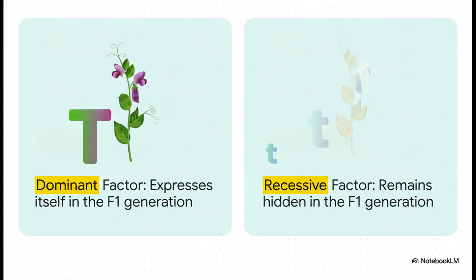Okay, this is the real aha moment that explains the F1 mystery. When you have a dissimilar pair of factors, one is always going to dominate the other. The tall trait is a dominant factor, so it simply masks the presence of the hidden recessive dwarf factor. That means a heterozygous plant with 1 capital T and 1 lowercase t will still physically look tall, because that dominant capital T is completely running the show.